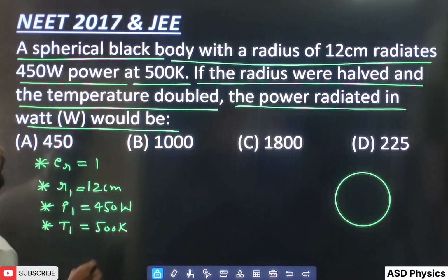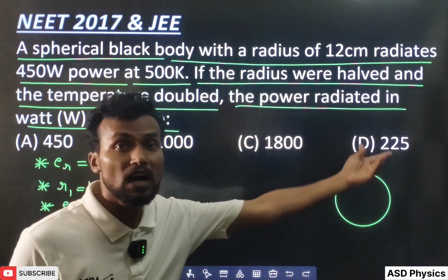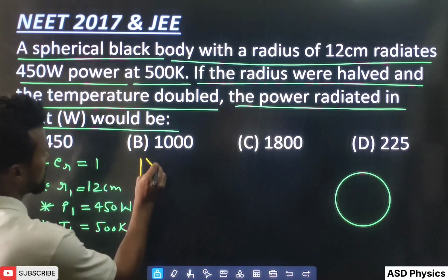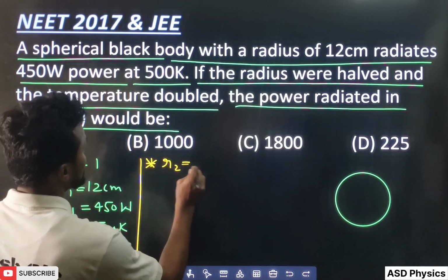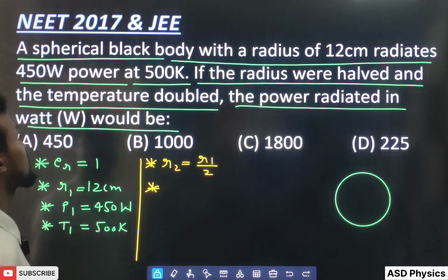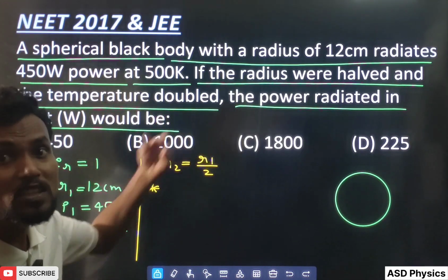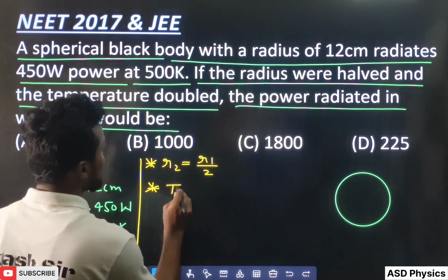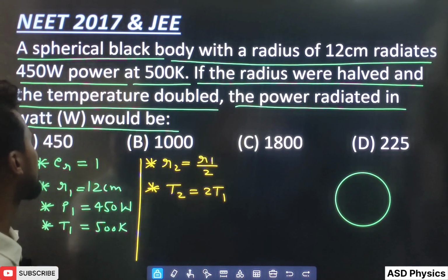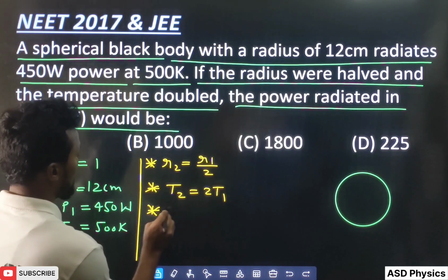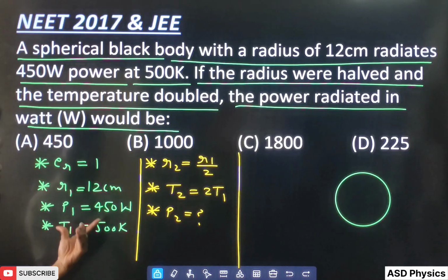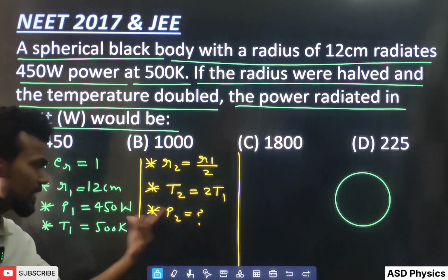Now after that, what is given? If the radius were halved. So what is the meaning of radius halved? It means R2 equal to R1 by 2. And what about the temperature? Temperature doubled, so we can write T2 equal to 2T1. Now they are asking for the new power, so this P2 we have to calculate here.